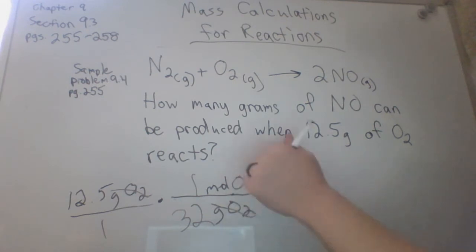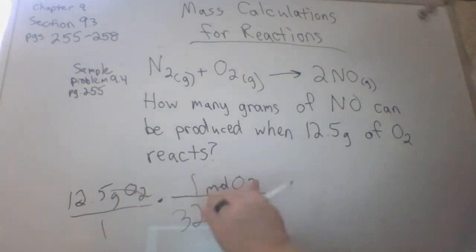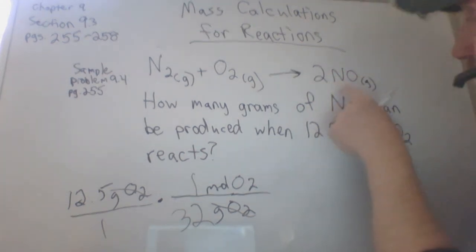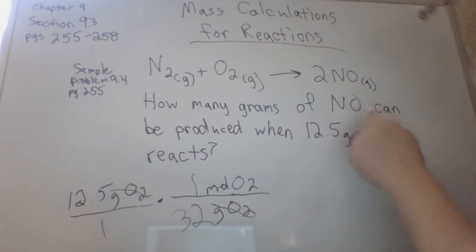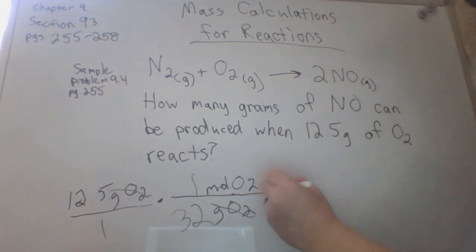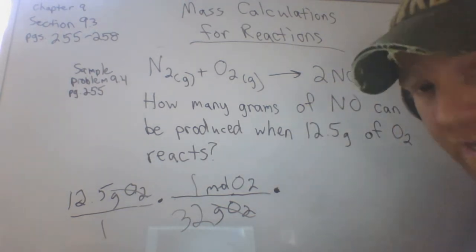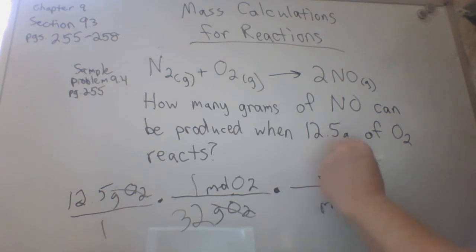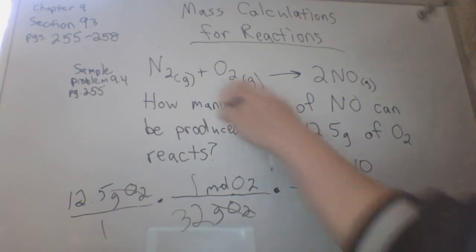We're going to jump from moles of O2 to moles of chemical B, nitrogen monoxide or nitrogen oxide, which is what they're asking us about. This third fraction in a mass-mass problem is the mole-to-mole ratio. So we're going to jump from moles of O2 to moles of NO. And this, ladies and gentlemen, is where you use your coefficients.